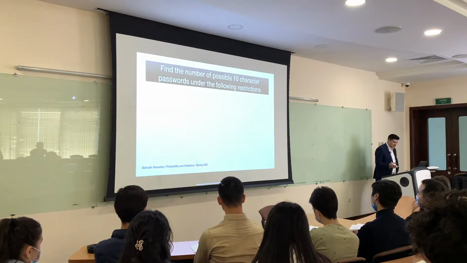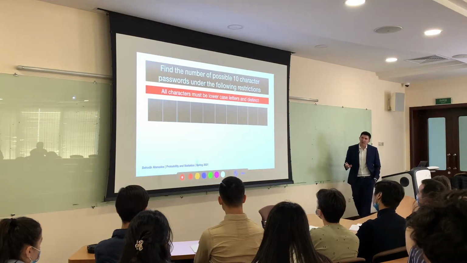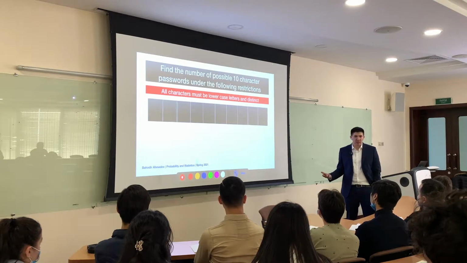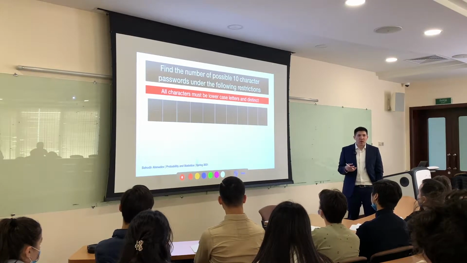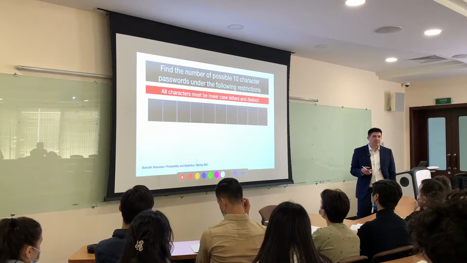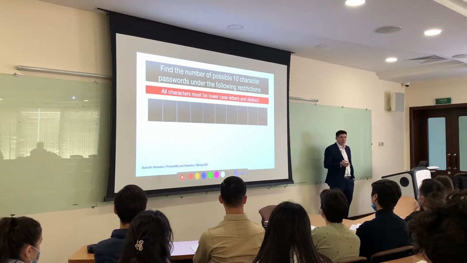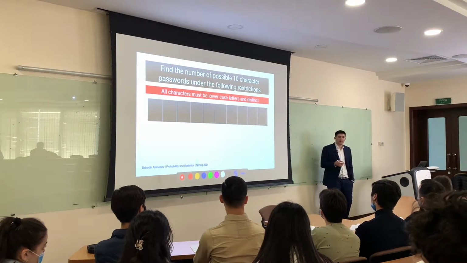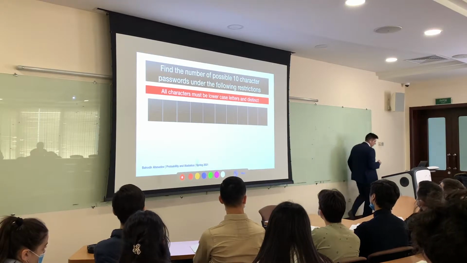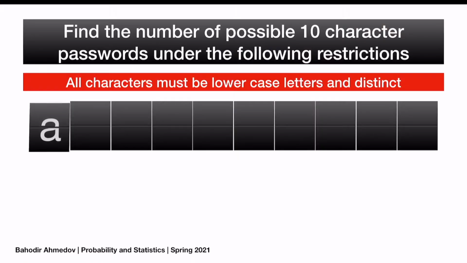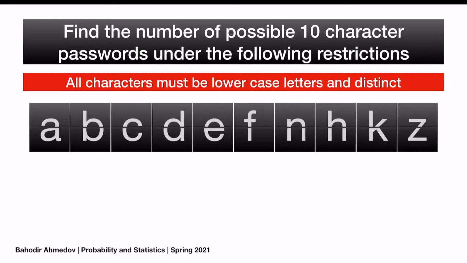So what if I change the restriction a little bit and say that all of the characters are lowercase letters, but they have to be distinct. They have to be different. How many different passwords can I create? 26 factorial, right? Or 26 factorial over 16 factorial. Okay. So in this case, I cannot use, for example, if I use the A on the first position, I cannot use this anymore, right? If I use the B, for example, I cannot use the B anymore.